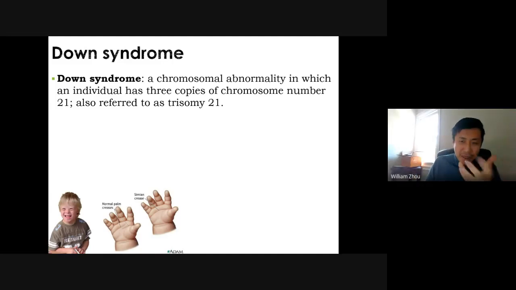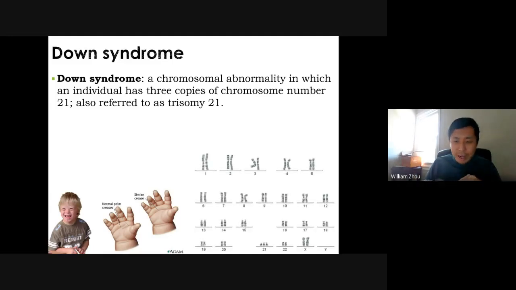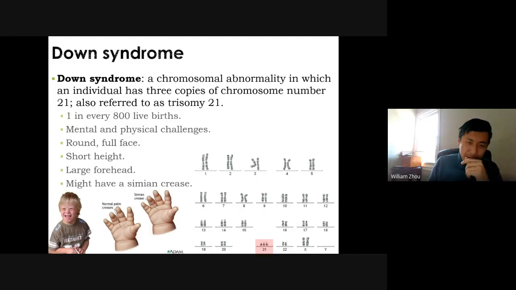And if you have Down syndrome, then you have 3 copies of chromosome 21. Okay, your 21st chromosome has 3 copies instead of 2. This is also called trisomy 21. It's actually quite common, 1 in 800. Okay, what happens if you have it?